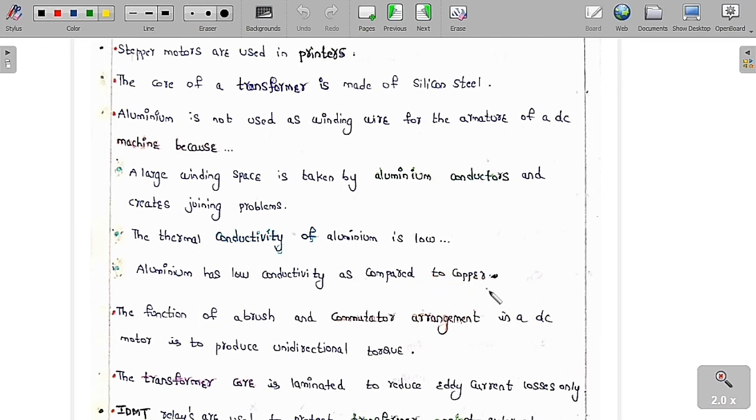So aluminum has low conductivity compared to copper, it has low thermal conductivity compared to copper, and it is going to occupy a greater amount of space and it creates jointing problems also. So these are the problems encountered with aluminum. So that is the reason we use copper winding in the armature of a DC machine.